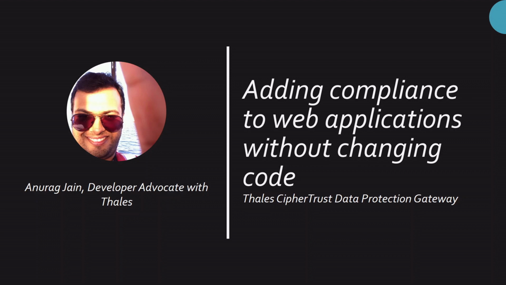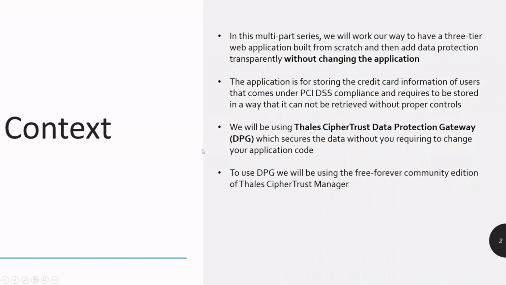In this multi-part series, we are going to see how we can add compliances like PCI DSS or other compliances to web applications that are dealing with secure or sensitive information like users' credit card information or personal information. In this particular series, I'm going to start with creating a three-tier web application from scratch. And we are then going to see how we can add encryption or data security transparently without requiring us to change this app itself.